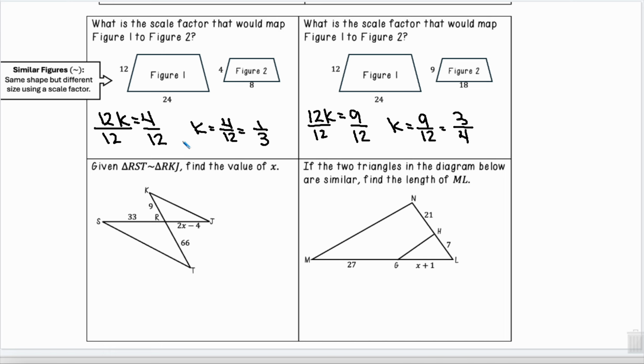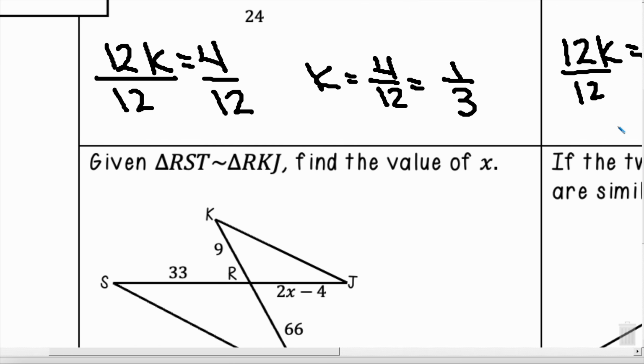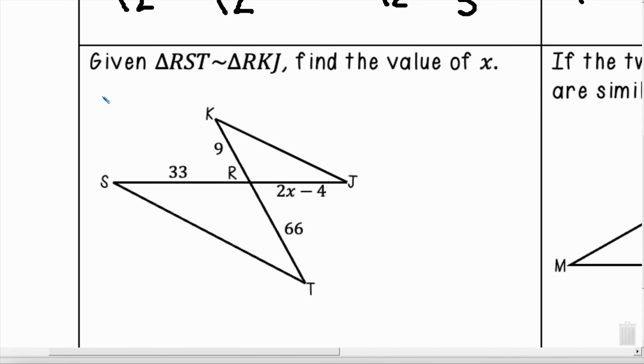And for these last ones, given RST is similar to RKJ. So if they're similar, there's a reason that they give you this similarity statement. I personally recommend, not require, but recommend, that you set up a proportion that uses small over big.